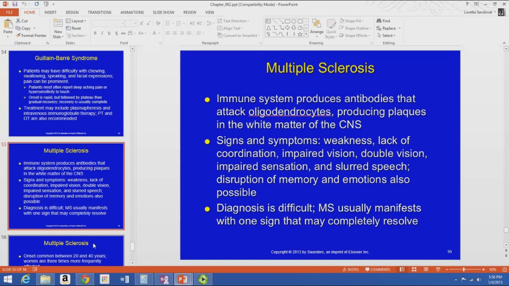So multiple sclerosis is also an autoimmune demyelinating illness, but the immune system produces antibodies that attack oligodendrocytes.